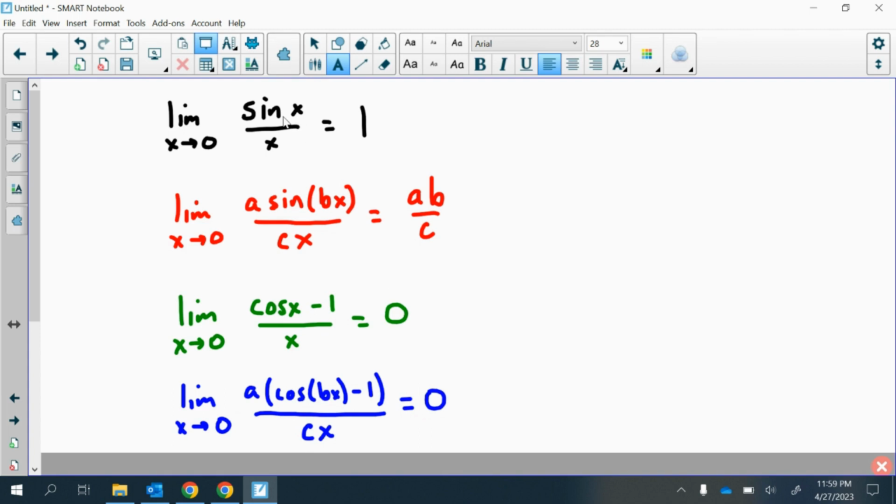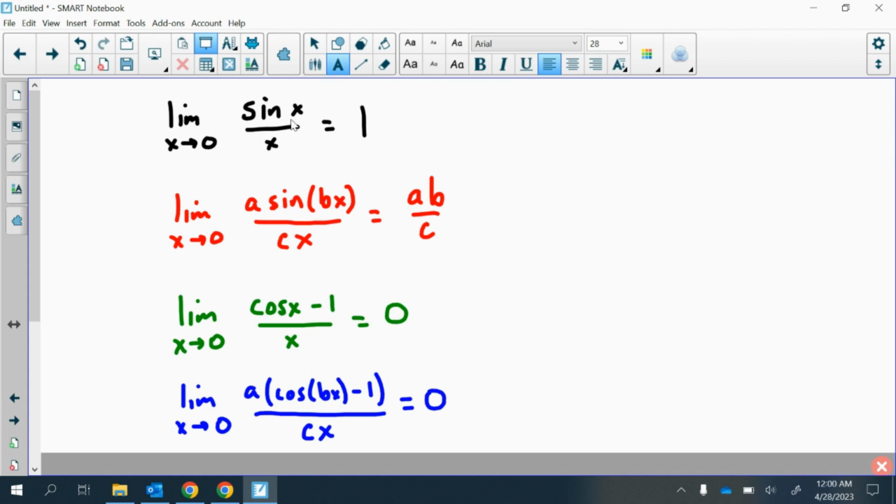Once again, all of these functions are actually undefined at x equals 0, but the limit can still be defined. So the limit is 1 in this case. It's a times b over c in this case. And it's 0 in these cases. These are things that you have to memorize, but you also have to think in terms of how this is going to be something that can be used in a problem.